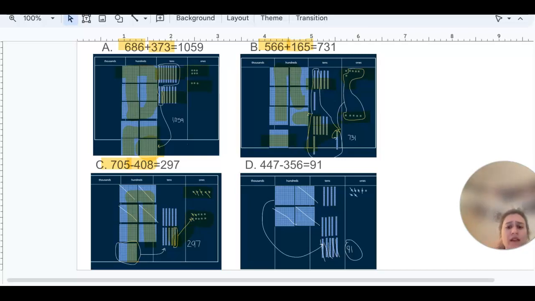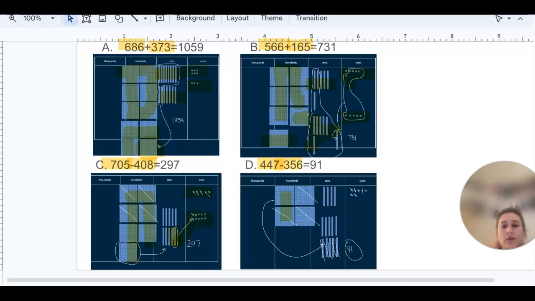After doing that, I then was able to cross off 8 blocks in the ones column to get a final answer of 297. In D, I have 447 minus 356. So it's kind of the same thing that I did in C.